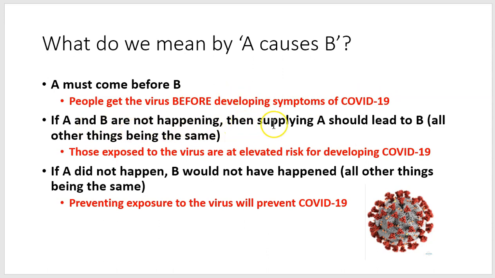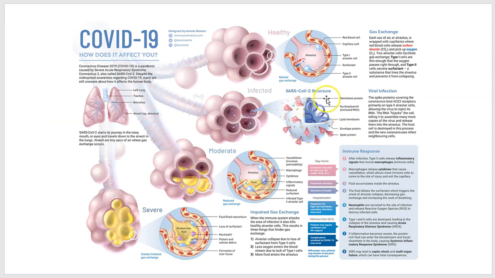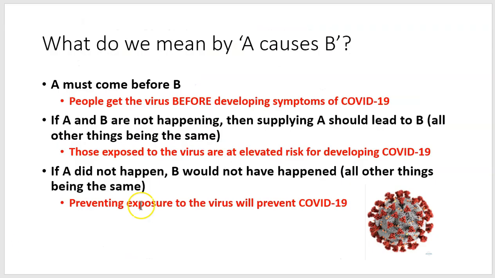If A and B are not happening, supplying A should lead to B. Well, those exposed to the virus are at elevated risk for developing COVID-19. So again, if you're a healthy person, but now you're exposed to this virus, that leads to an elevated risk of developing COVID-19 symptoms. And finally, if A did not happen, B would not have happened. So preventing exposure to the virus will prevent COVID-19.